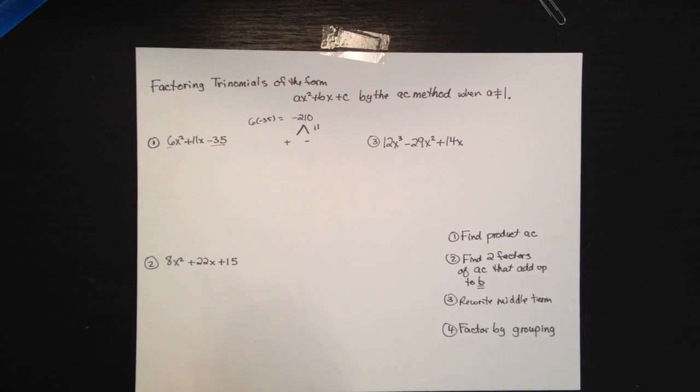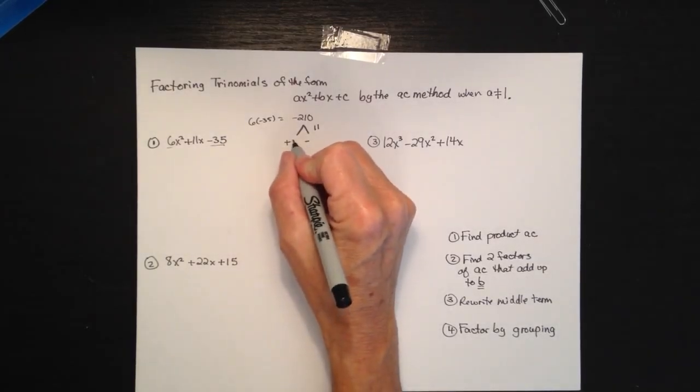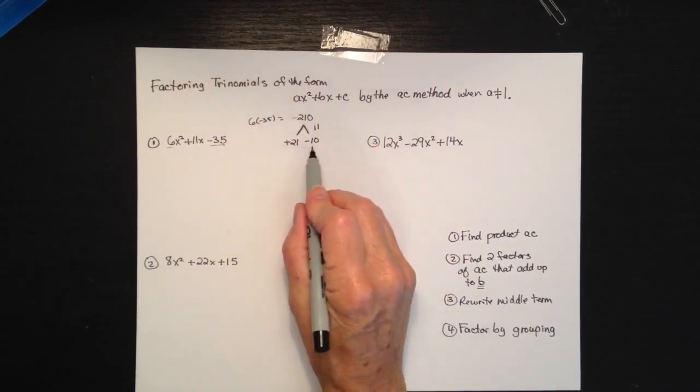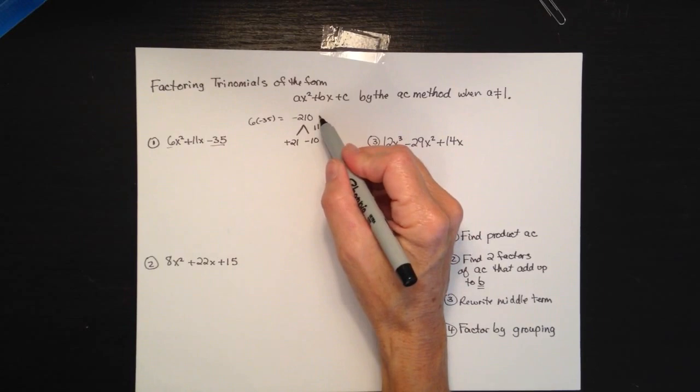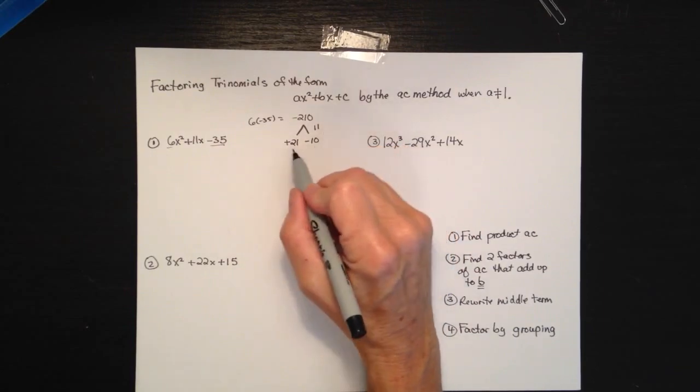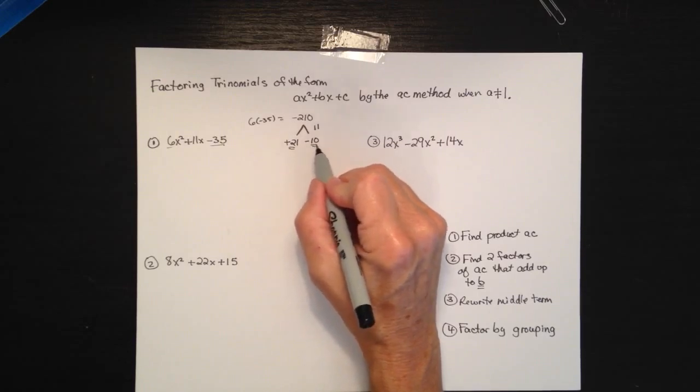So negative 210, you think about the different numbers you could multiply together to get negative 210. And this is coming to mind: 21 and negative 10 are two factors. 21 times negative 10 gives me negative 210. 21 minus 10 gives me positive 11. So these are the right numbers to use.